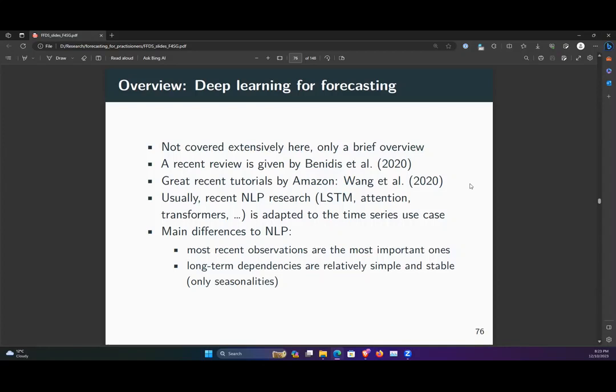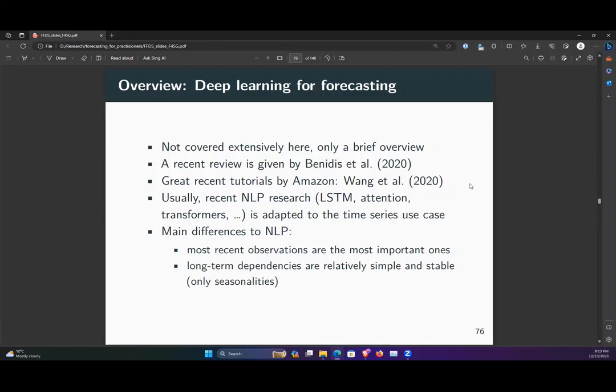But there are also a lot of differences between NLP problems and forecasting problems. With NLP, you don't really have this idea of the recent observations being more important than the others, but in forecasting that's a very common mentality. There are also long-term dependencies in NLP, but for us long-term dependencies are usually very simple, just seasonalities, which are usually very easy to predict.